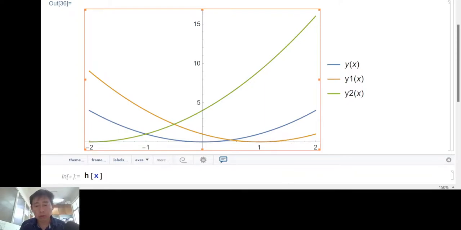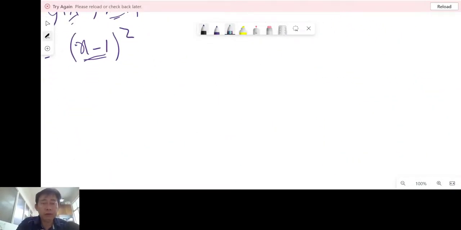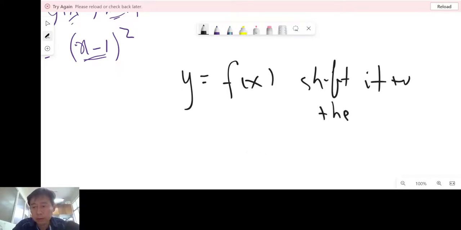So to conclude, let me draw it here. If you have a function y equals some function f of x, you can shift it to the right by say k units.